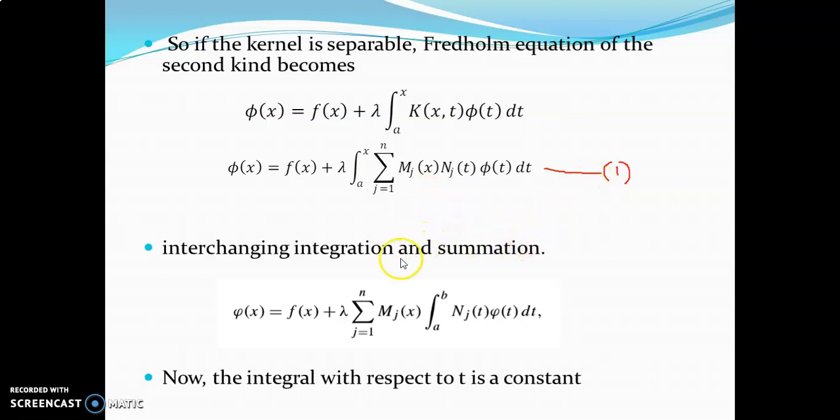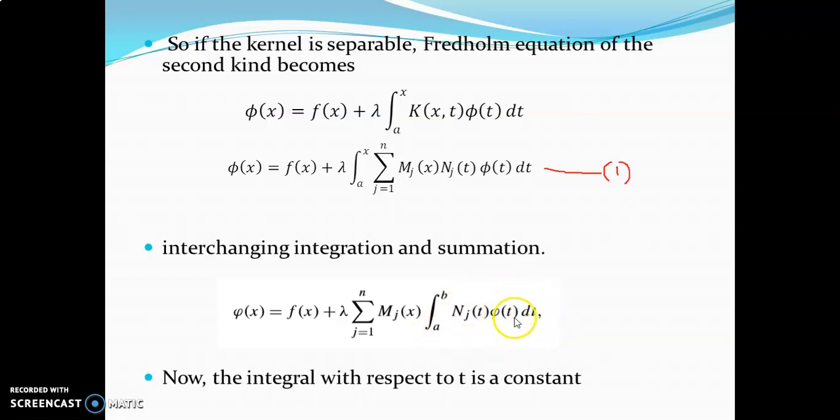Now interchanging integration and summation. The integration is with respect to t and the summation is with respect to j, so we will write the summation first. We get phi of x is equal to f of x plus lambda summation j equal to 1 to n. The mj of x here is independent of the integrating variable t, and can be taken out of the integral: mj of x into integral a to b nj of t phi of t dt.